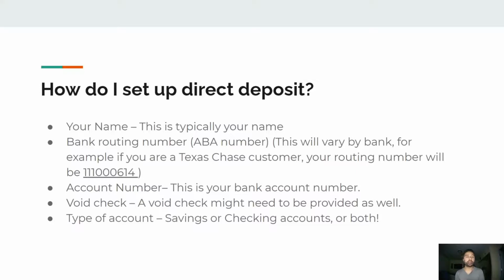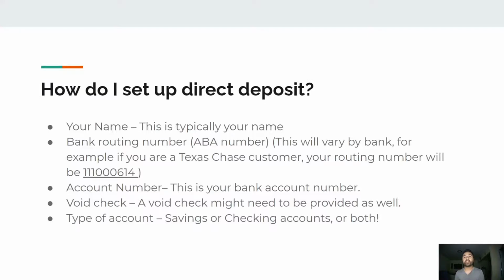Oftentimes your HR form will ask you to include a voided check. So you might have to add a check and physically write void. So that way, that's an invalid check. They just need it for verification purposes.